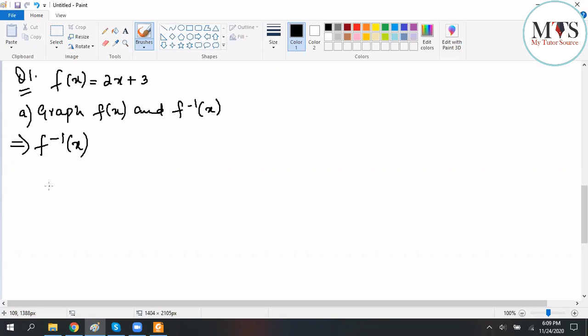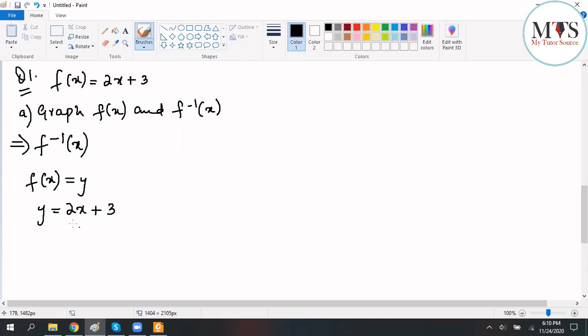We don't have the left side though. For the function in the question? Yeah, we do. We have f of x. If you remember, the first step is to replace f of x with y. So it becomes y equals 2x plus 3.